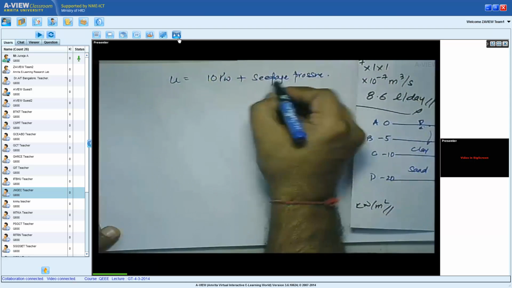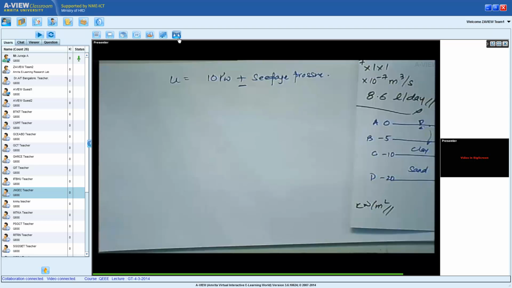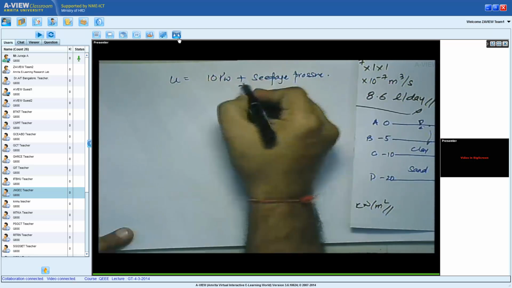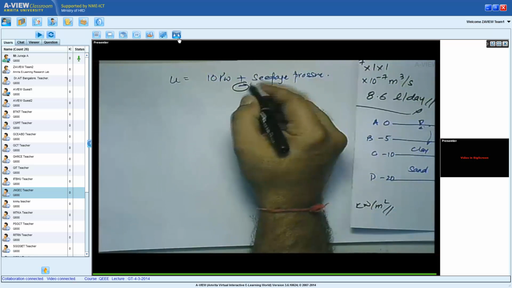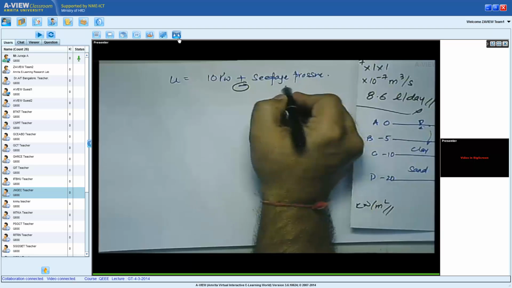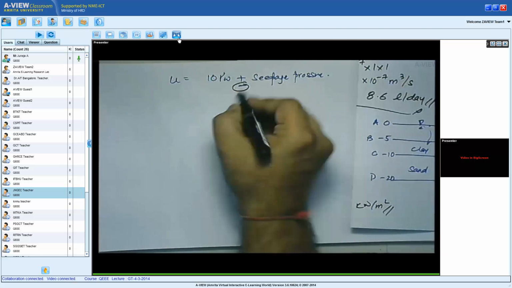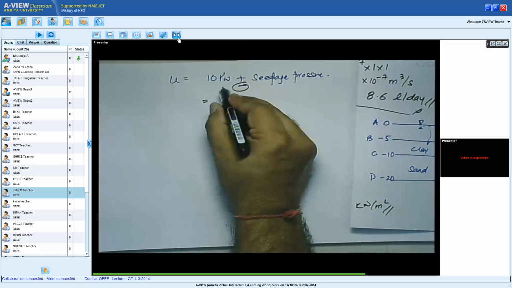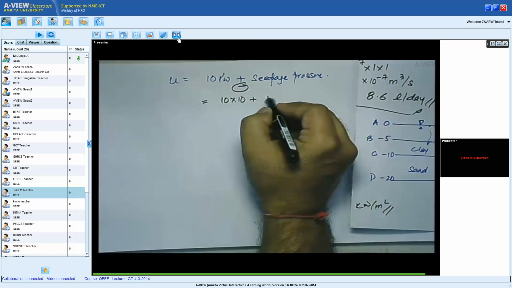Why I added this plus? Remember in the early part of this lecture we said if you eat a lot of Bonvita or Complan, you got to flex your muscle. Muscle flex means upward pressure, upward water flowing upward is positive. Remember this is positive because you eat a lot of Bonvita. You flex your muscle. Remember this is positive. Do not forget. So I get 10 times 10, which is over here, plus what is the seepage pressure?